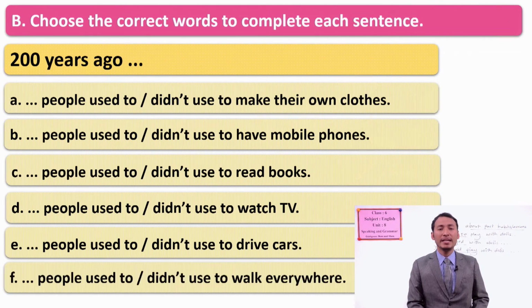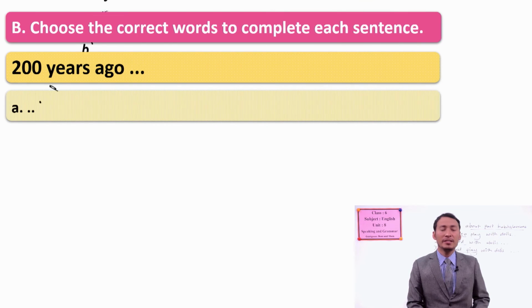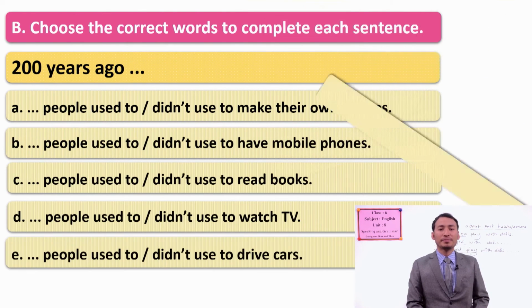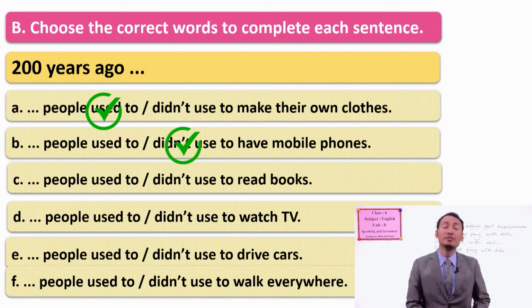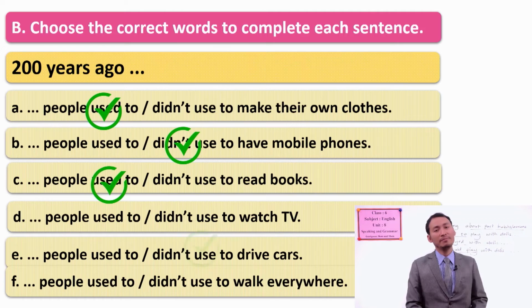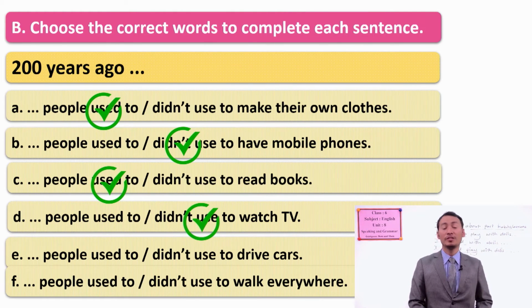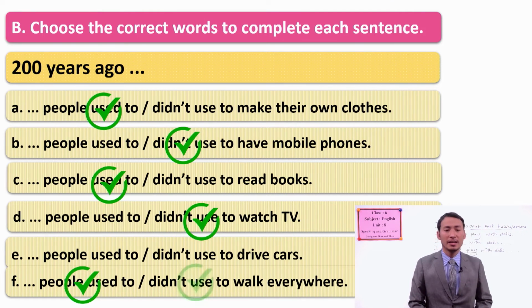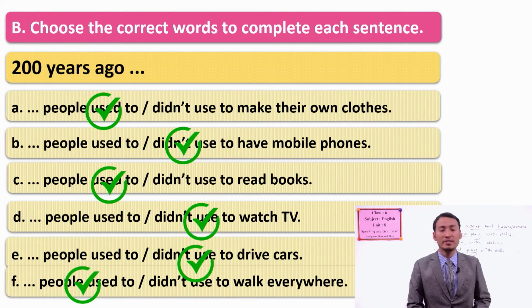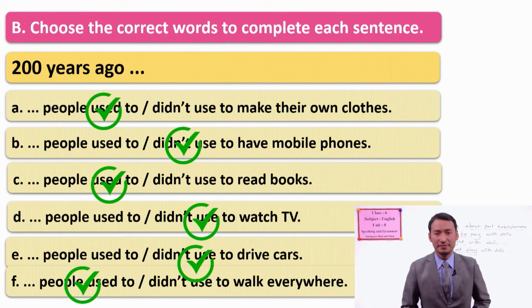Okay, so we can say like this: 200 years ago, people used to make their own clothes, and people didn't use mobile phones. People used to read books, and people didn't used to watch TV, and people didn't drive cars, and people used to walk everywhere, okay, because they didn't have such vehicles to travel. Okay, this is task B from the grammar.